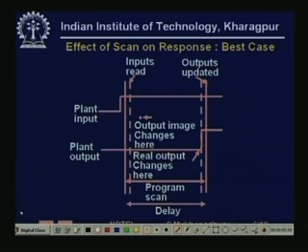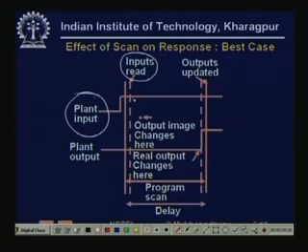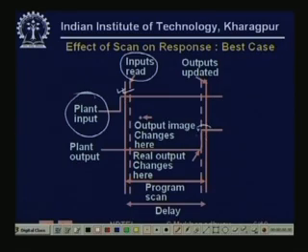What could happen is that, remember, the plant input can change at any arbitrary point of time. We cannot control that, right? So suppose the plant input changes just before the inputs are read. Then immediately after it changes, it will be read. That is, this change will be reflected and will come to the processor I/O image very quickly. Then while the program is executed, in computing the output value, the latest change of the input value will be accounted for. So possibly due to this input change, at the end of the execution there will be an output change.